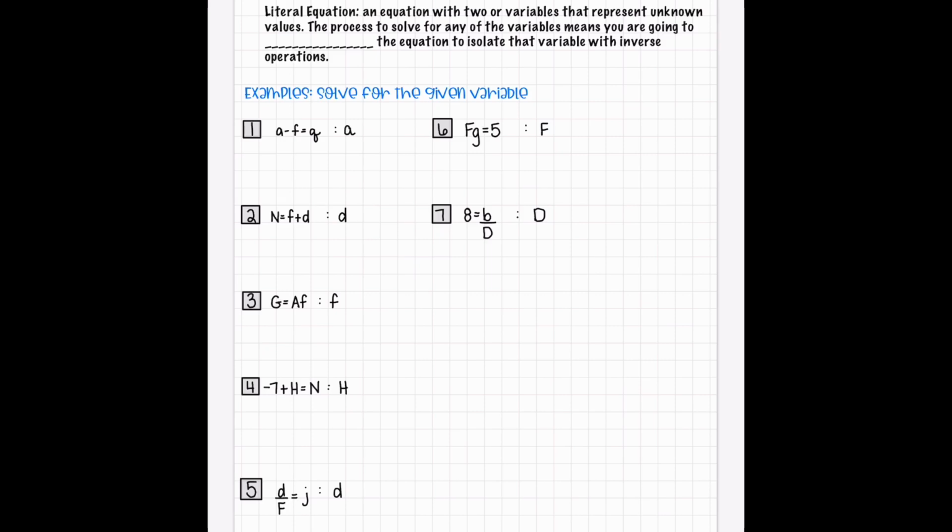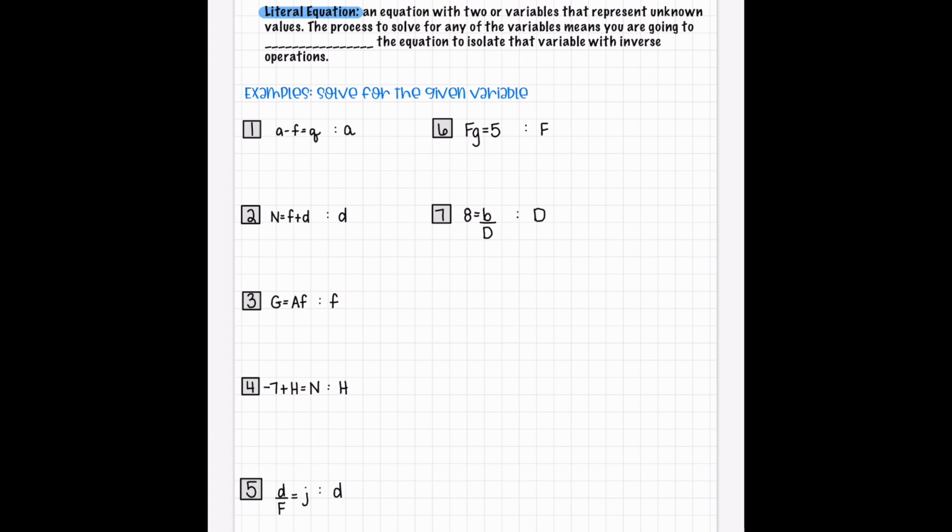All right, for today's lesson, you're going to be talking about literal equations. So we're going to be looking at basically an equation that has lots of variables where you're not actually going to get a numerical answer. Literal equations means an equation with two or more variables that represent unknown values.